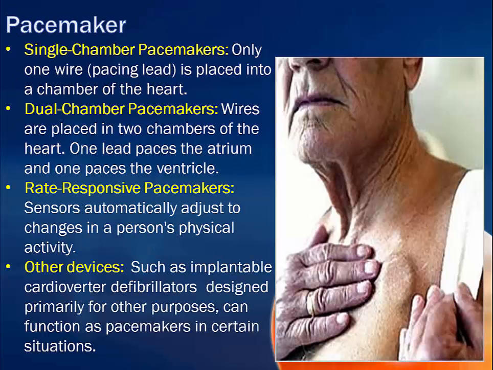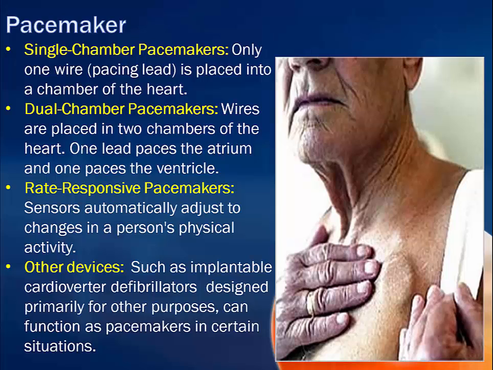Single chamber pacemakers: there's only one wire, a pacing lead, placed in the chamber of the heart. Sometimes it is the atrium, other times it is the ventricle. A demand pacemaker spikes vary with the heart rate. An atrial pacer would produce a spike, normally with a P wave.